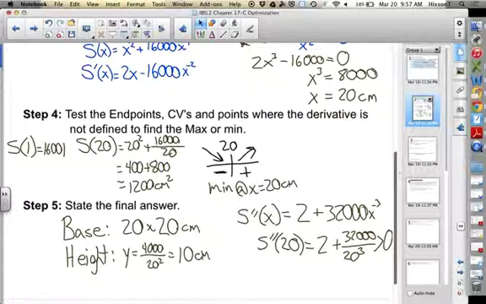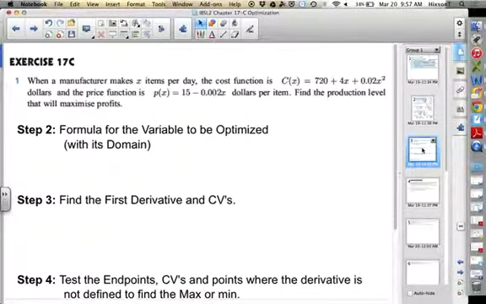Alright, let's start looking at our next one here. We've got enough time to at least get most of this one done. This is actually from the homework section in the book, but I thought it would be a good one to use as an example. So let's read through it here.